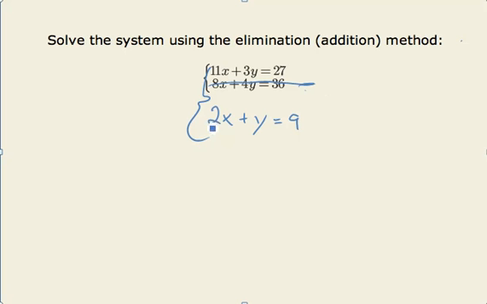Looking at this, we notice that we have a 3y and we have just a single occurrence of y here. If we were to go ahead and multiply this by a negative 3, then 3y and a negative 3y would cancel when we do the addition. So let's do that. Let's multiply both sides of this equation here by a negative 3.